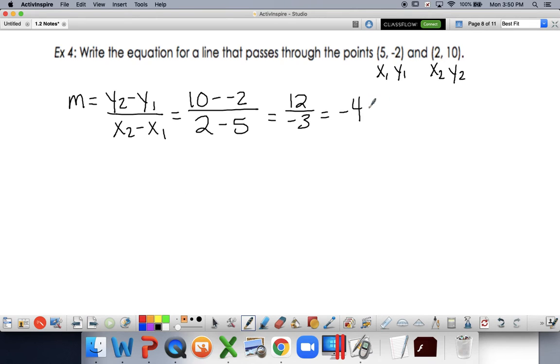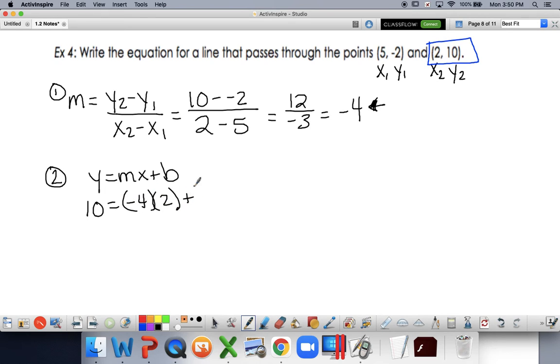I then take my slope and either one of my points. And you know what? I'm going to use this point here, because there's no negatives, so I'm less likely to have an error. This was step 1. My step 2: I have y equals mx plus b, and I'm going to plug in the pieces of information I know. 10 equals negative 4 times 2 plus b. 10 equals negative 8 plus b.